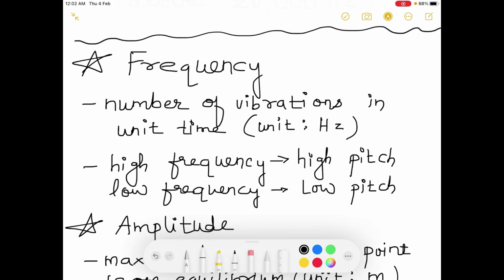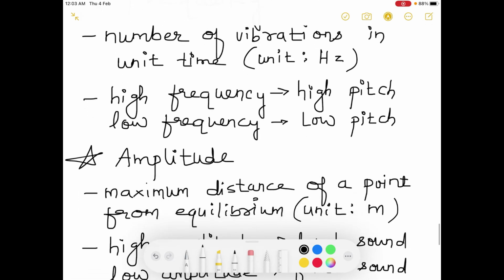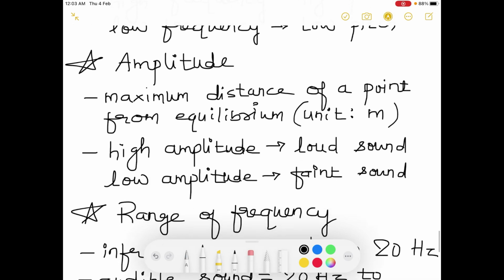So, a very quick summary. Frequency is the number of vibrations in unit time. It is measured in the unit hertz. High frequency means high pitch, low frequency means low pitch. Amplitude is the maximum distance moved of a point from the equilibrium. Its unit is meters. High amplitude means loud sound, low amplitude means faint sound.